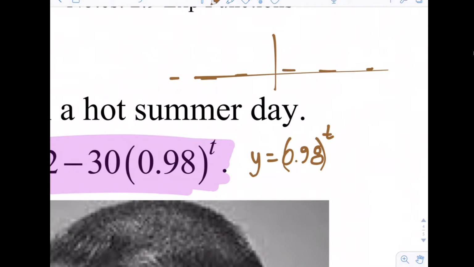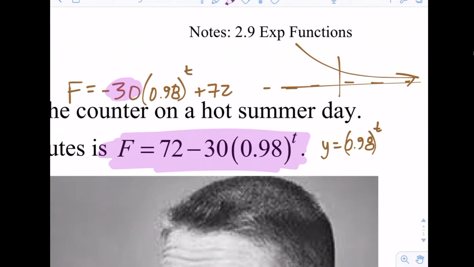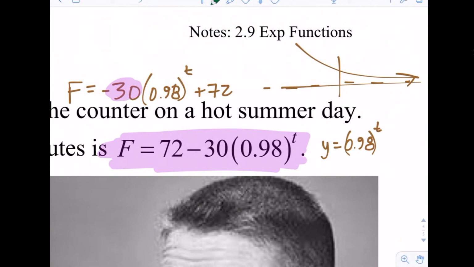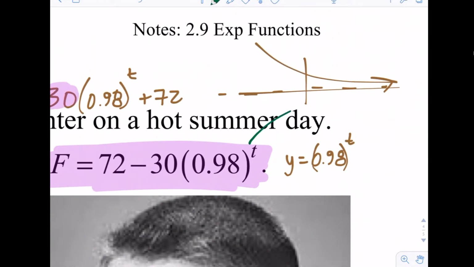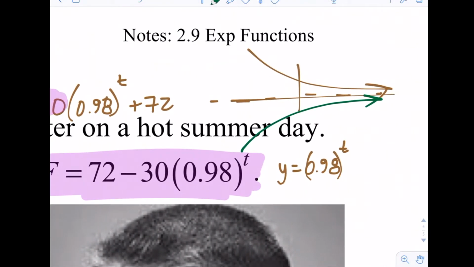So it starts off looking like this. But if we put that into standard transformation form, the negative 30 would be in the front times 0.98 to the t power, and the plus 72 would go at the back. What would the negative 30 do to the graph of the exponential decay function? It does two things. The 30 would be a vertical stretch by a factor of 30, makes the graph steeper. But what does the negative do? Reflects it across the x-axis. Remember, it's out in front, so your y values are changing. So now that makes it approaching the x-axis from underneath, and it's actually now an increasing function.